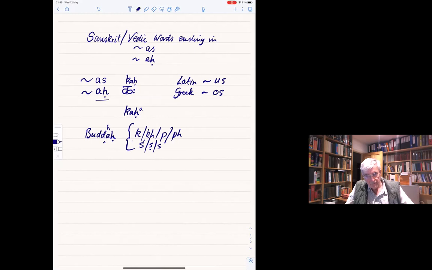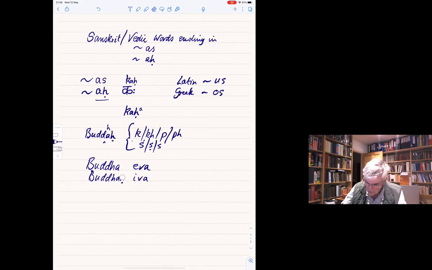Where the following word begins with a vowel, any other vowel apart from a short a, the subdotted h will simply drop. So if you want to say Buddha eva, that ha will drop. So Buddha eva. And as if a Buddha iva, beginning with the letter i here. Again, that will drop, Buddha iva. And that is the same for all following vowels, except a short a.